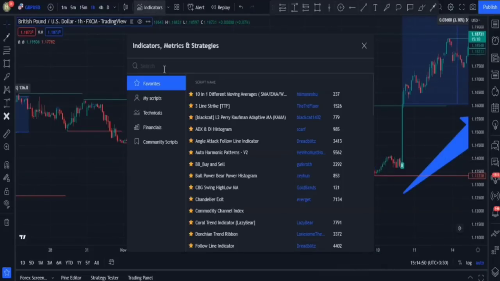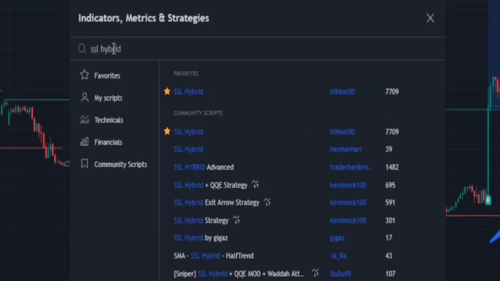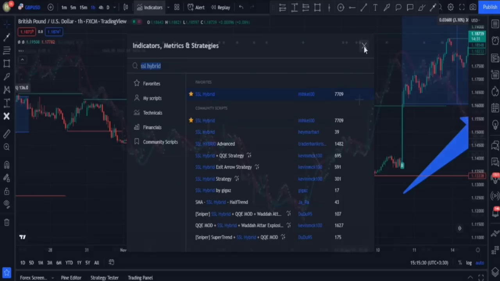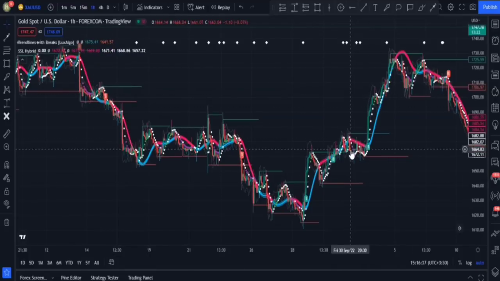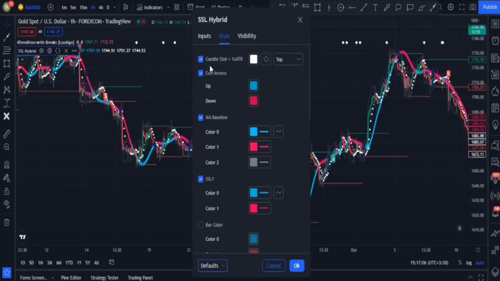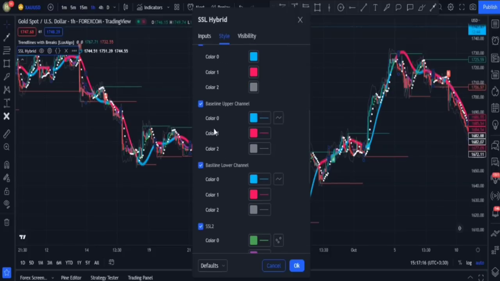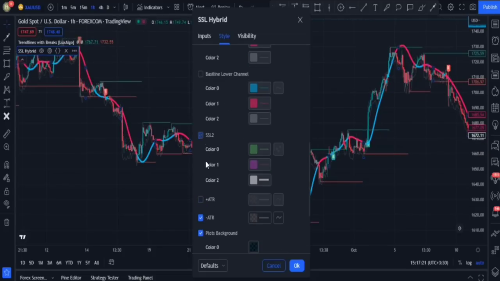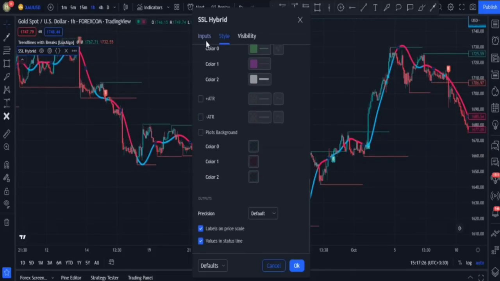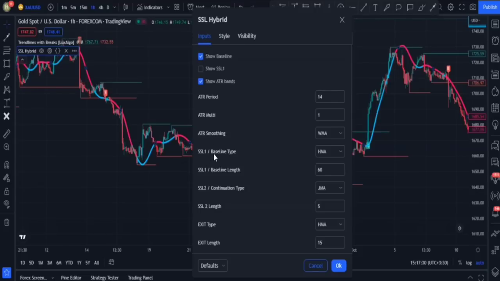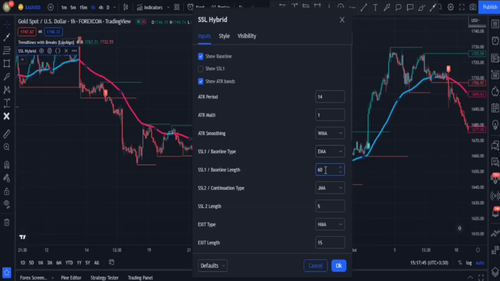In order to do that, in the Indicators tab, search SSL Hybrid and add this indicator to your charts. This is how SSL Hybrid looks, and it's too messy, so we have to change some things up. Open the SSL Hybrid settings and in the Style tab, disable all the options as I do. Next, in the Inputs tab, set the SSL1 baseline type option to EMA and then change the SSL1 baseline length option to 100. That's all. You can close the settings now.